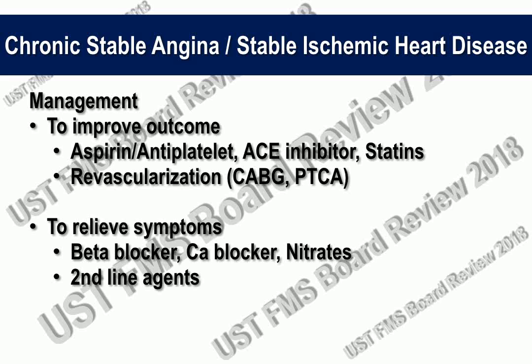The second objective in the management is to relieve symptoms. And these are the following drugs indicated for that objective: a beta blocker, a calcium channel blocker, or nitrates. You can give sublingual nitrates as needed, or you can maintain the patient on an oral nitrate. Now, there are other second-line agents that are also used for the relief of your stable ischemic heart disease. These are your trimetazidine, your ranolazine, your nicorandil, and your ivabradine.